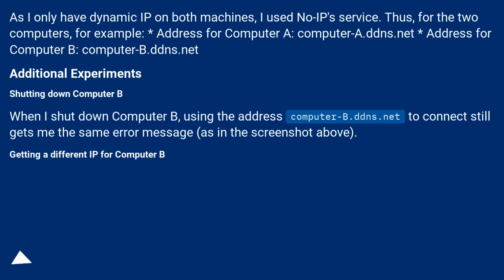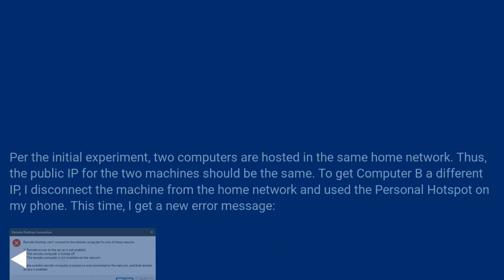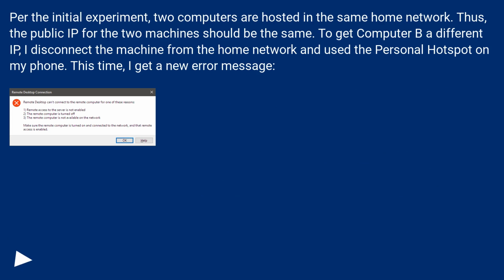When I shut down computer B, using the address computerb.ddns.net to connect still gets me the same error message, as in the screenshot above. Getting a different IP for computer B. For the initial experiment, the two computers are hosted in the same home network, so the public IP for the two machines should be the same. To get computer B a different IP, I disconnected the machine from the home network and used the personal hotspot on my phone. This time, I get a new error message.